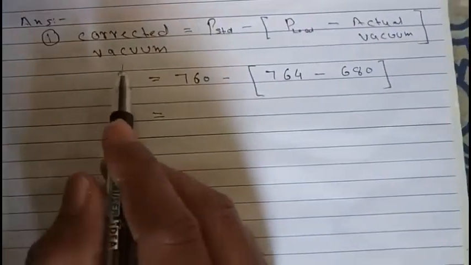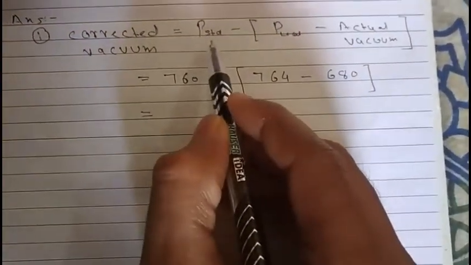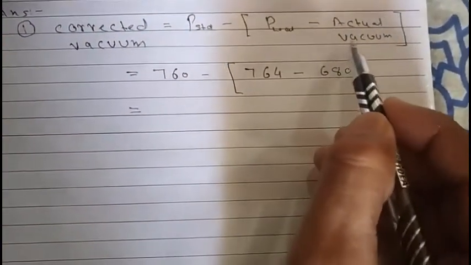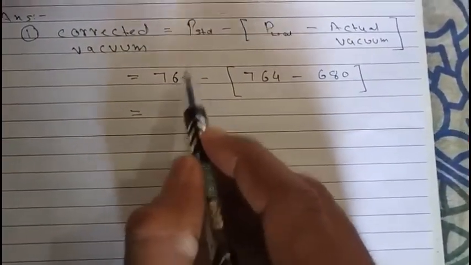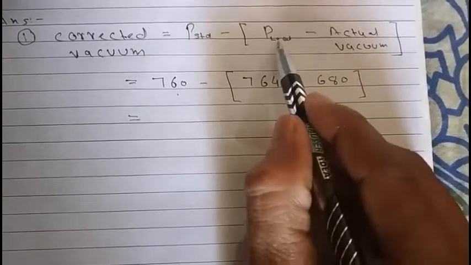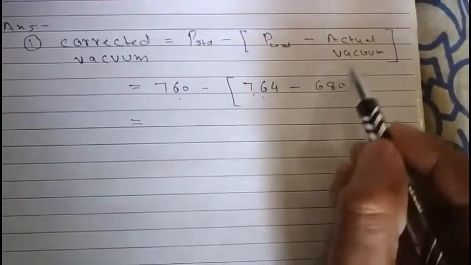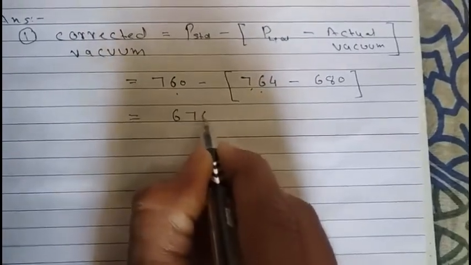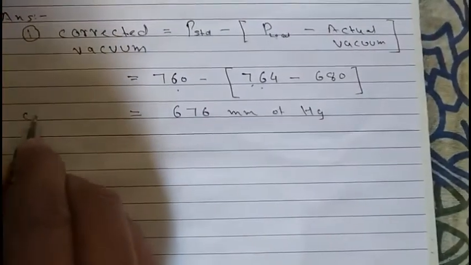First, we have to determine the corrected vacuum. So we know the formula for the corrected vacuum is standard atmospheric pressure minus local barometer reading or local atmospheric pressure minus vacuum gauge reading or actual vacuum that is showing. So 760 mm of Hg, we know that the standard atmospheric pressure in terms of mm of Hg is 760, minus local atmospheric pressure, local barometer reading, that is shown 764 mm of Hg, minus the vacuum gauge reading, which is shown as 680 mm of Hg. If you do the calculation, it comes out 676 mm of Hg.